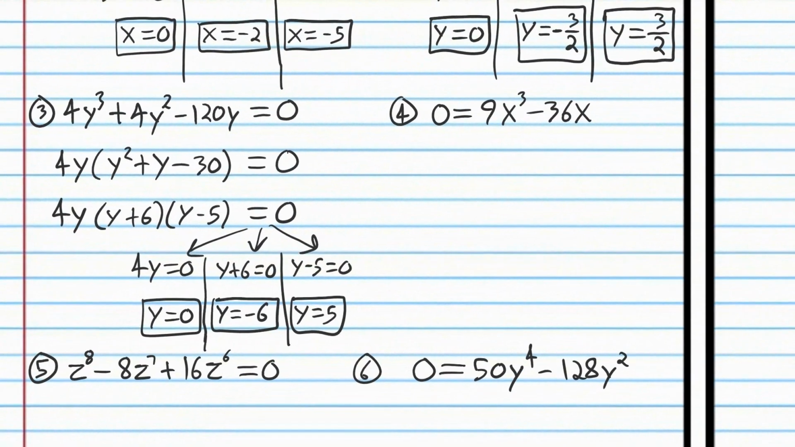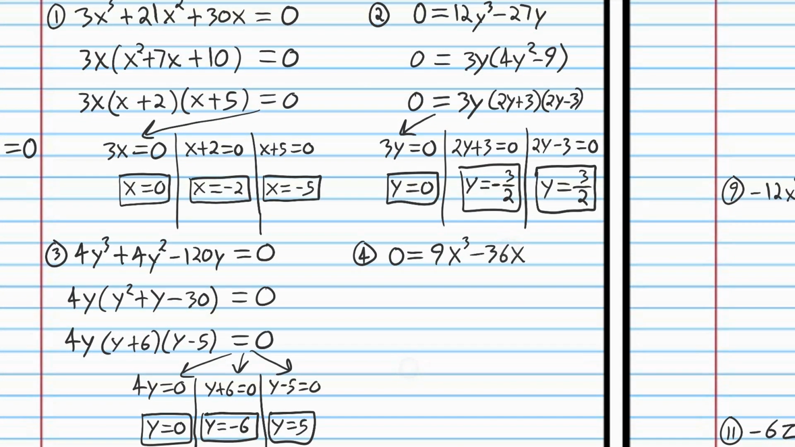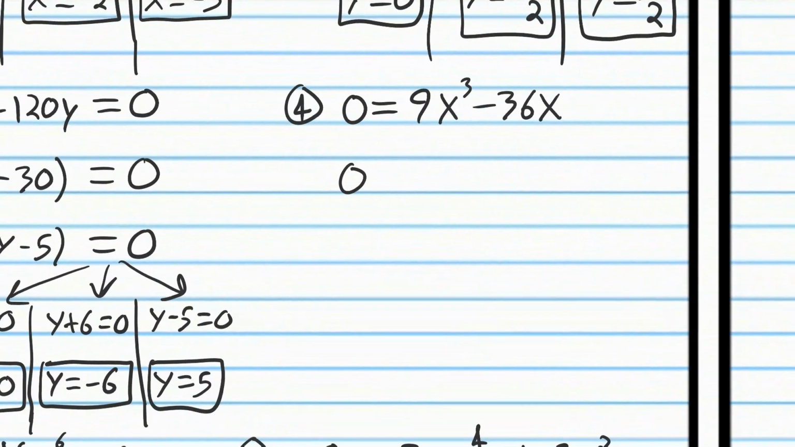So when you pull out the greatest common factor in this problem, you're going to get the difference of 2 squares. So try number 4, and when you come back, we'll do it together. All right, we're back. So they pull out the greatest common factor, and that would be 9x, it looks like.